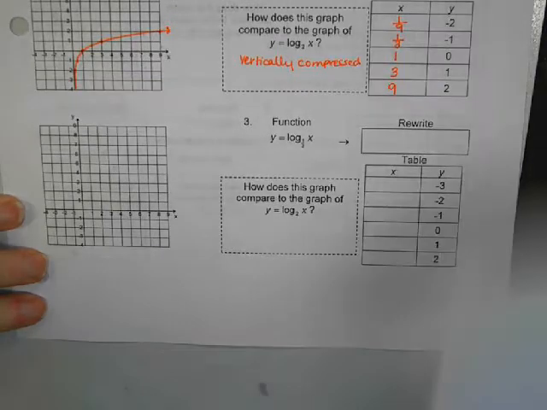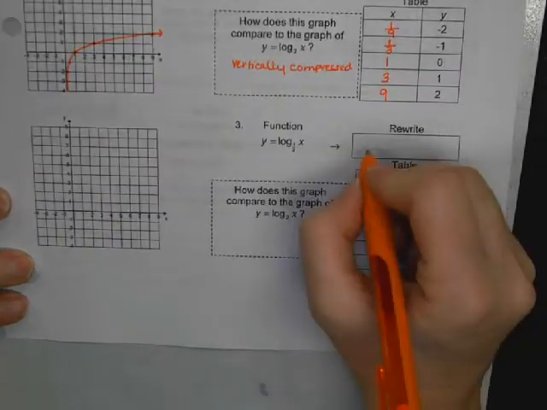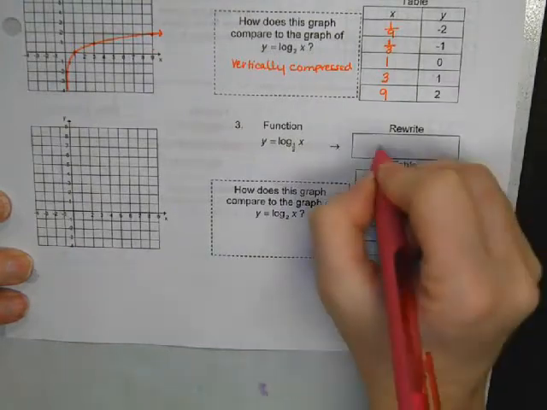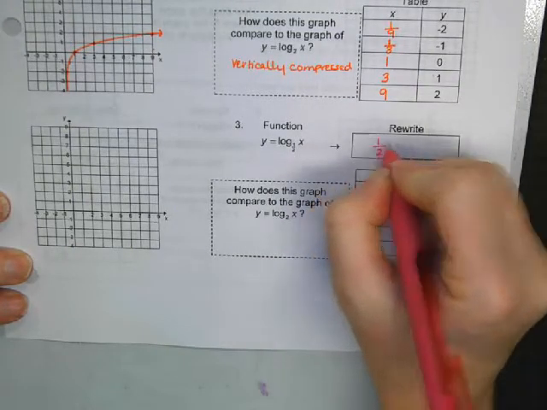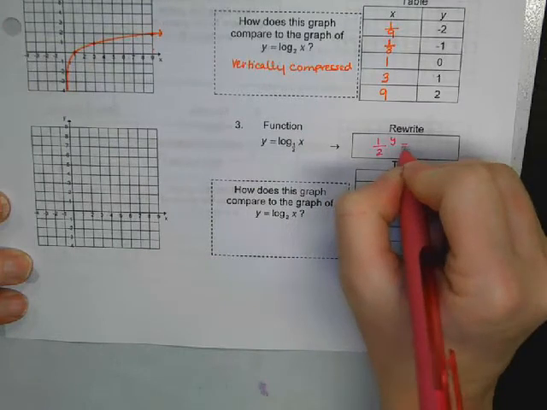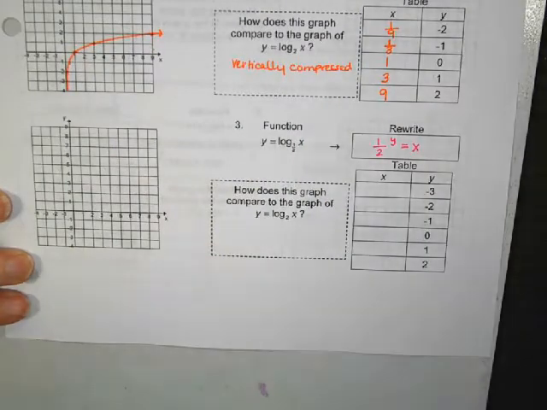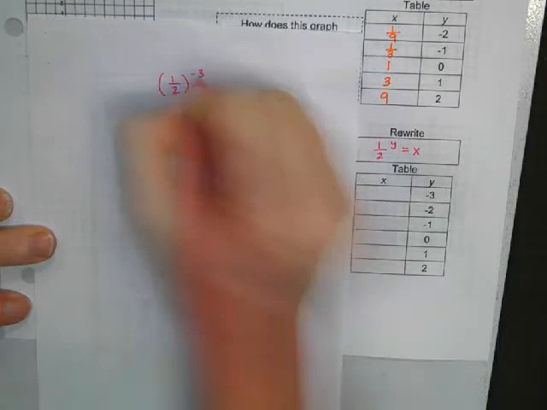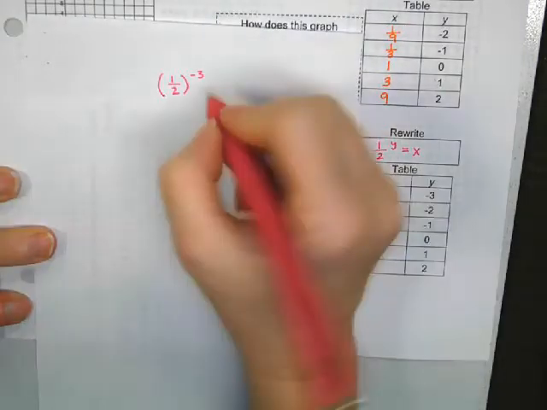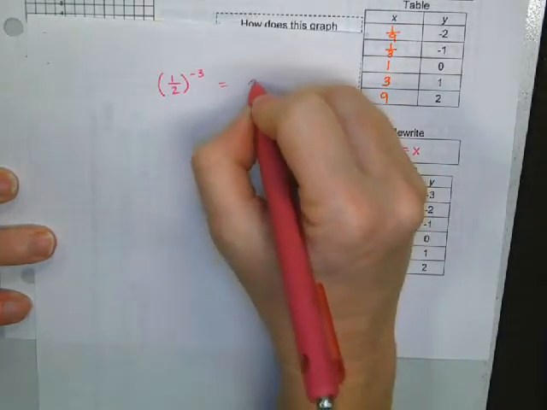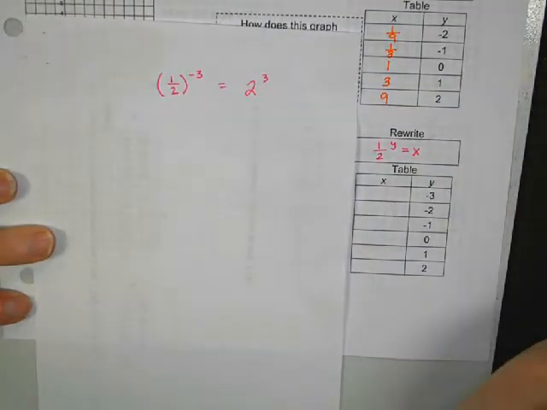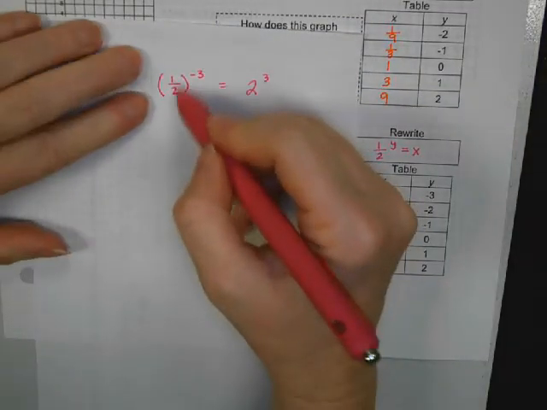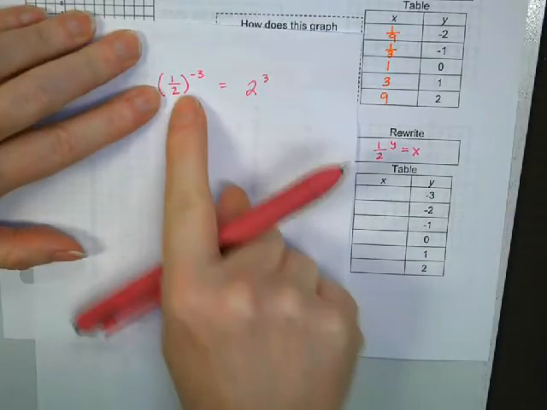Let's rewrite it. This is going to be 1/2 to the y equals x. So if I plug in, the first thing I'm going to do is plug in -3. If I have 1/2 to the -3 power, then I can flip this over and make it 2 to the 3. Because they're unhappy where they live, the 1 and the 2, because they're in the denominator. So if I flip it over, they're both happy, which makes this 8.